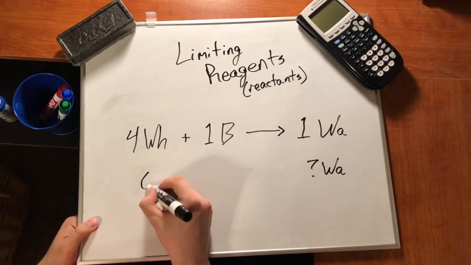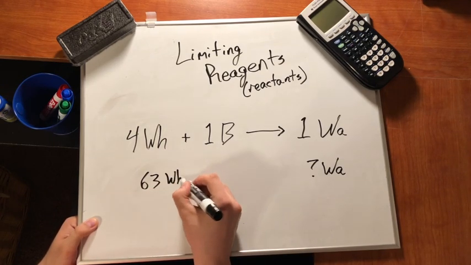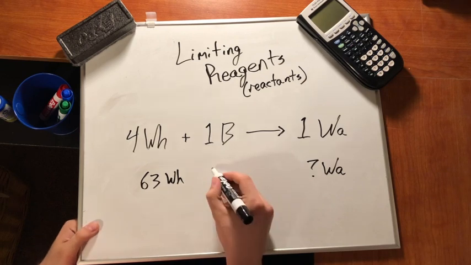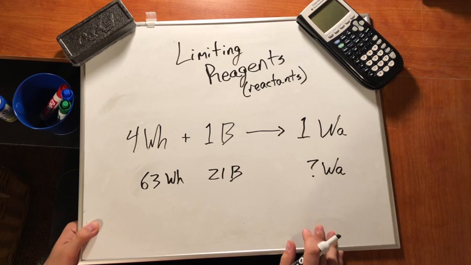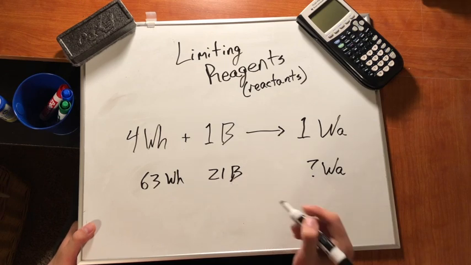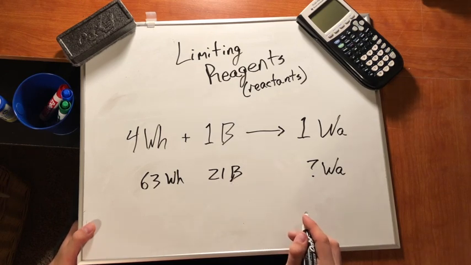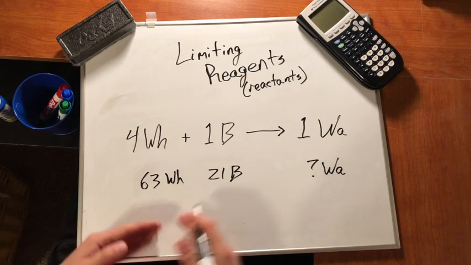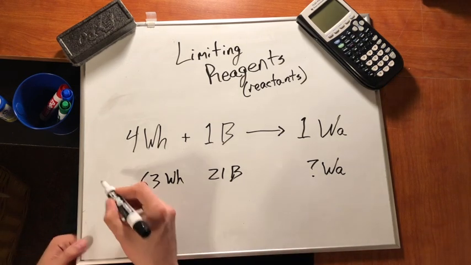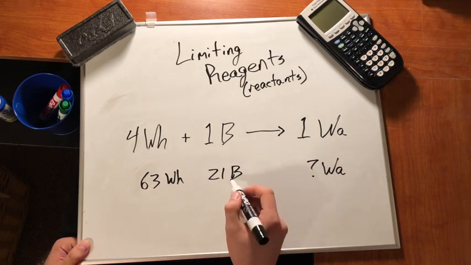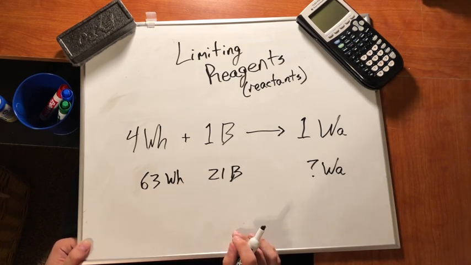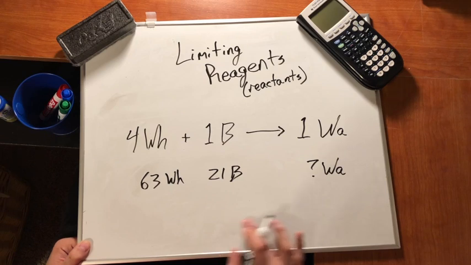What if I had this situation where I have 63 wheels and I have 21 bodies for a wagon? Now this is possible to do in our heads, and it's probably not terribly difficult, but we want to figure out a process to help us figure out this type of problem of which one of these is the limiting reactant. Am I short on wheels in this case, or am I short on bodies in this case? We want to figure out a process in order to do that.